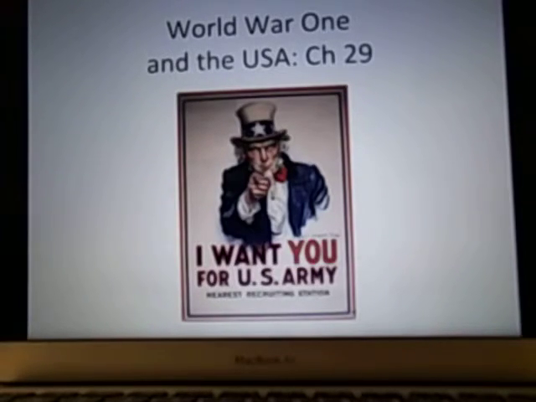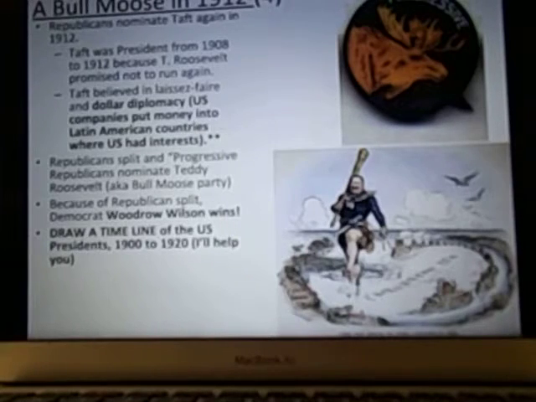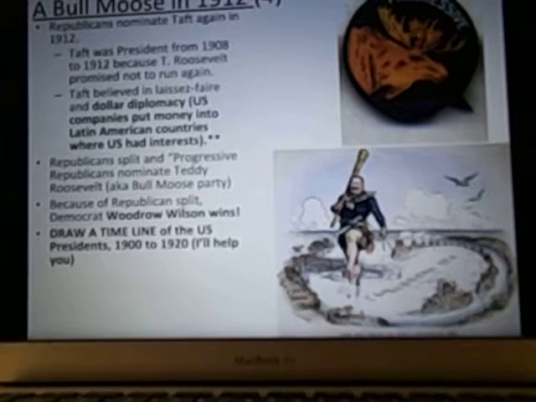Skip that. All right, chapter 29, the U.S. and World War I. So in 1912, an interesting election. The Republican is William Howard Taft. Taft was elected president after Roosevelt. So Roosevelt did not run for president a second time because he had already served most of McKinley's term. He served his own term, and he felt that that was enough. And so he left, and he personally believed that William Howard Taft would be a good president.